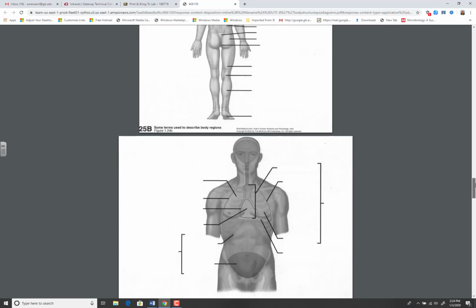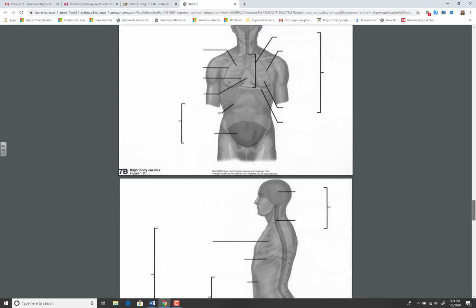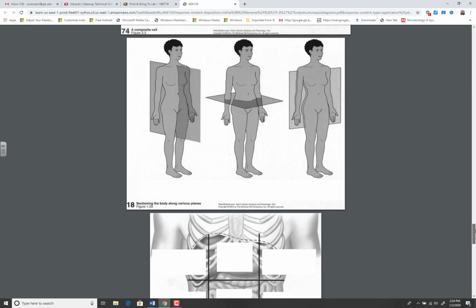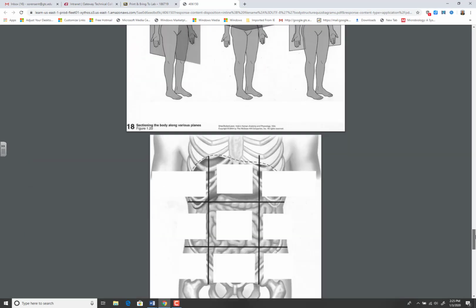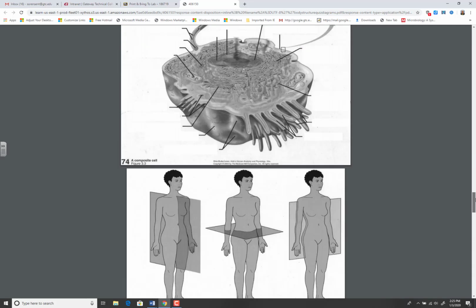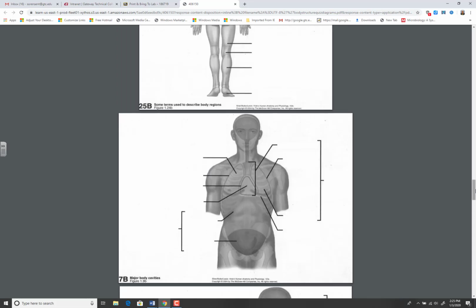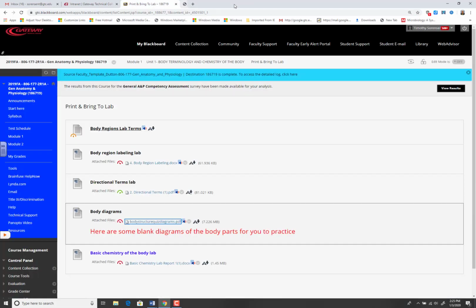You need to study 25A, 25B, 7B, 7A, 18, 23. Tell me you got that. Those are the diagrams you need to watch for and be able to fill in for test number 1. You got me? And we're going to be working on that in lab.